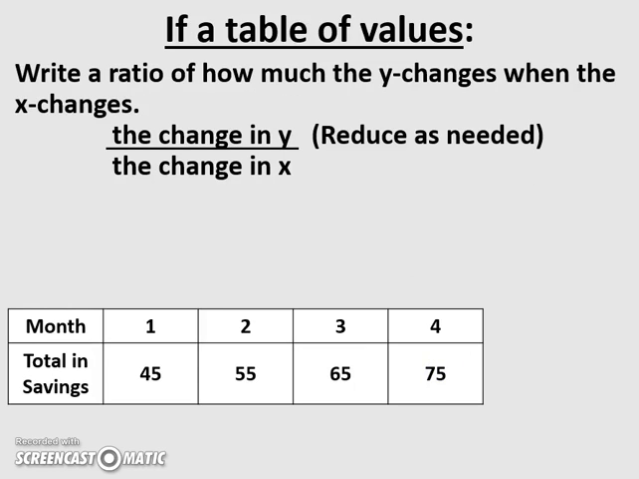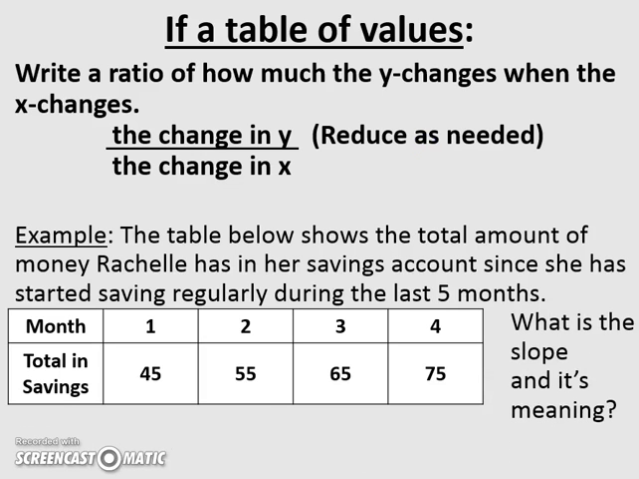Now let's look at a table of values. We're going to write a ratio of how much the y changes when the x changes. So here's our example. The table below shows the total amount of money Rachel has in her savings account since she has started saving regularly, that word's telling us that it's consistent, during the last 5 months. What is the slope and its meaning?